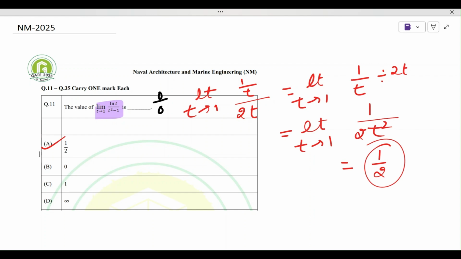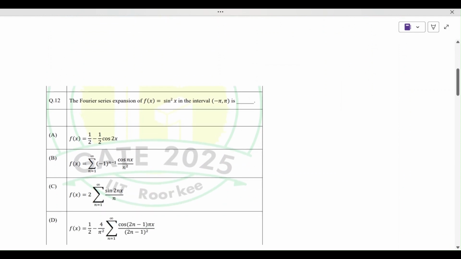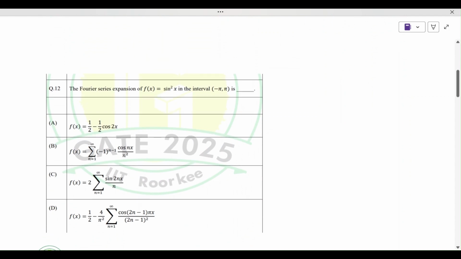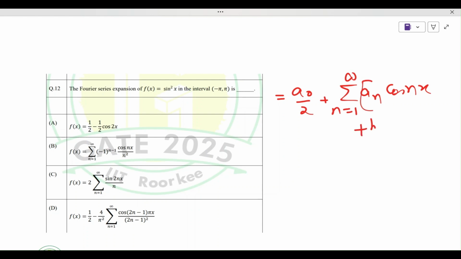So let us discuss the next question, that is question number 12. Question is, the Fourier series expansion of f of x equals sine square x in the interval minus pi to pi is. We are now going to apply the Fourier series expansion. What is the expansion formula? That is a naught by 2 plus summation n equals 1 to infinity a n cos n x plus b n sin n x, right? For the interval minus pi to pi.